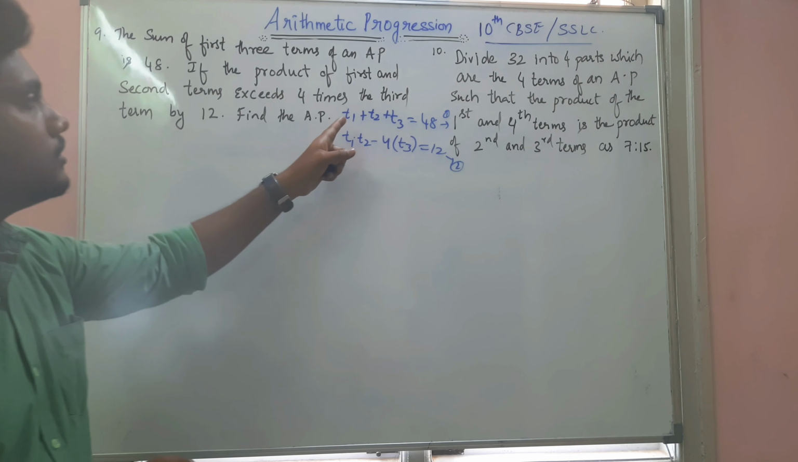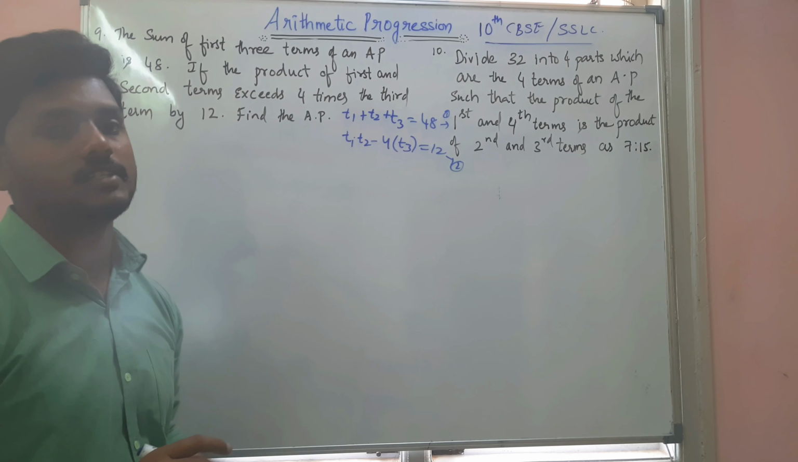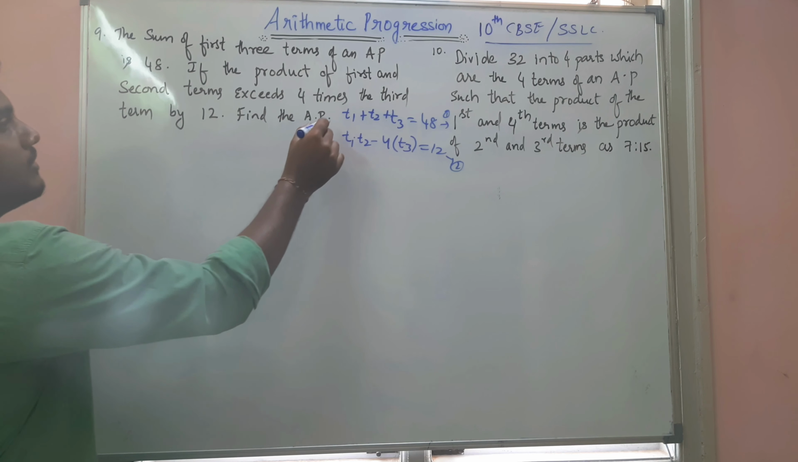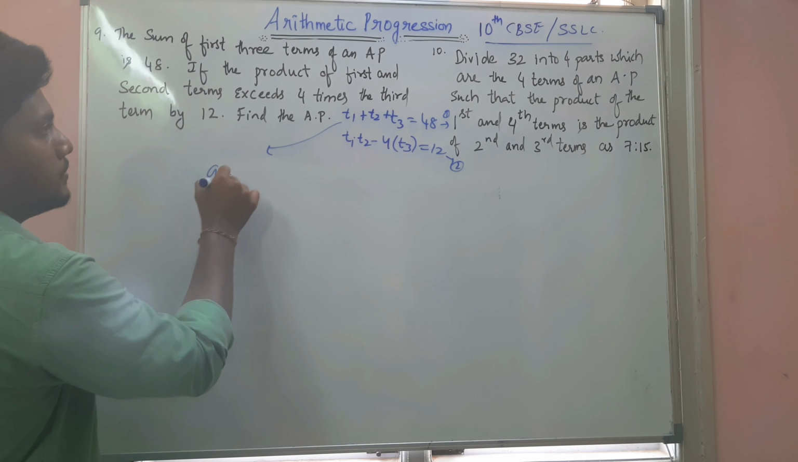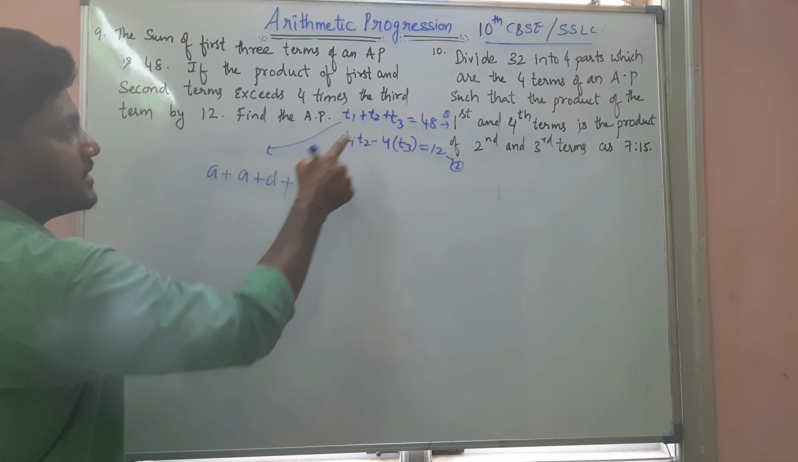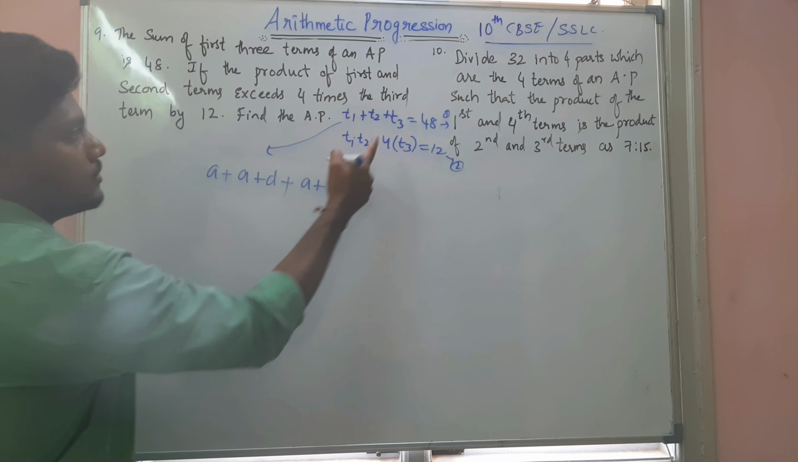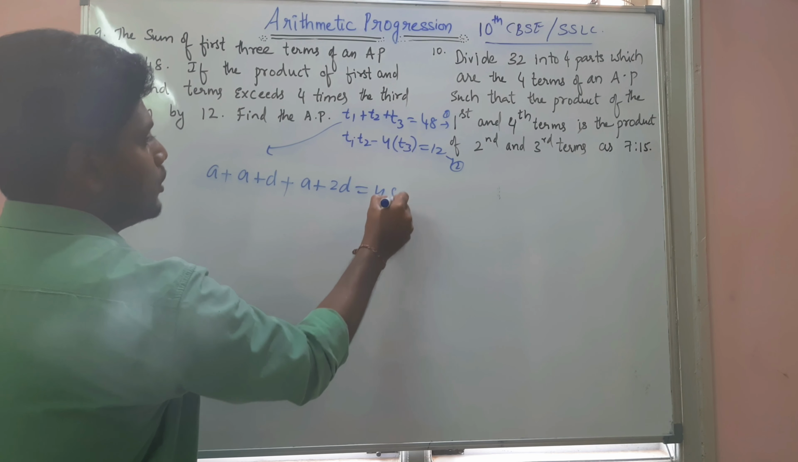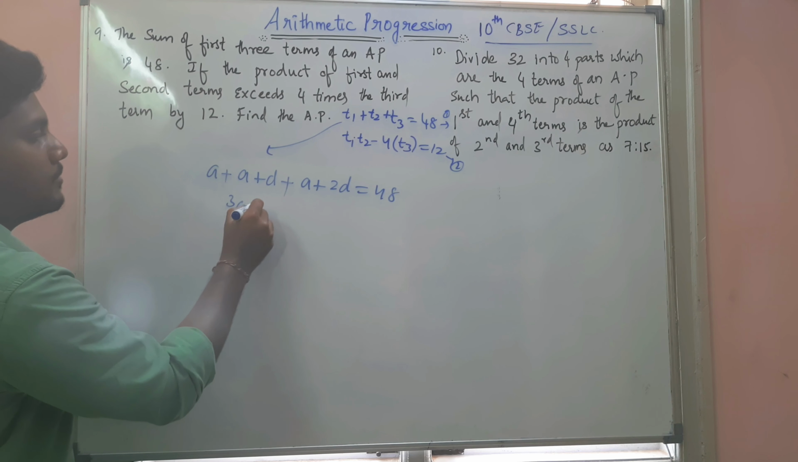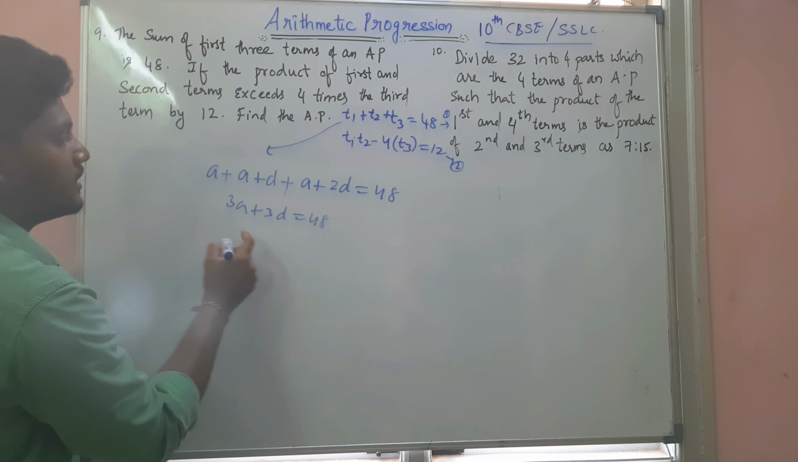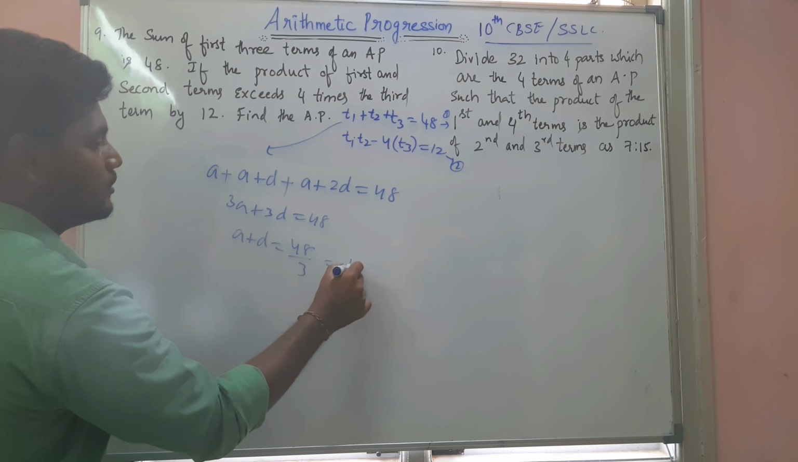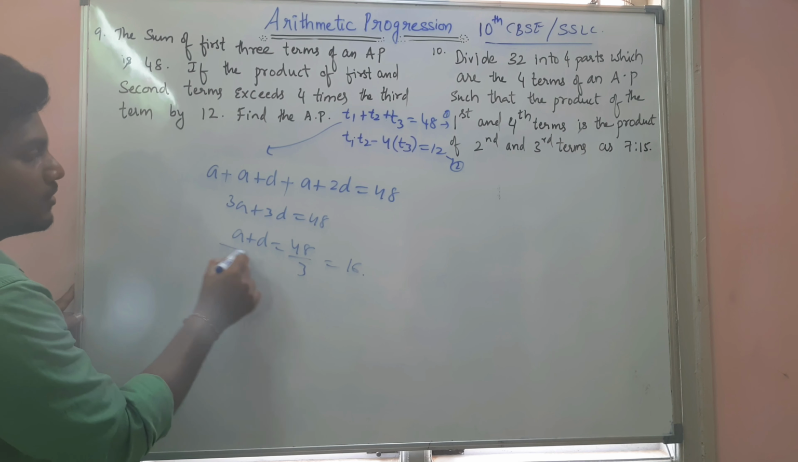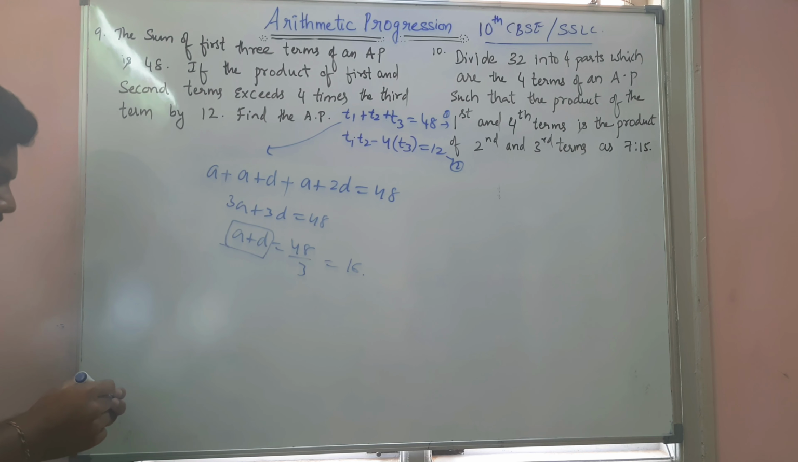But we don't know what T1, T2 and T3 are. As usual, T1 plus T2 plus T3 is a, plus a plus d, plus a plus 2d, equal to 48. Then 3a plus 3d is equal to 48, so a plus d is equal to 48 by 3, which is 16. Using this condition we get a plus d, but we don't get the first term and common difference separately.